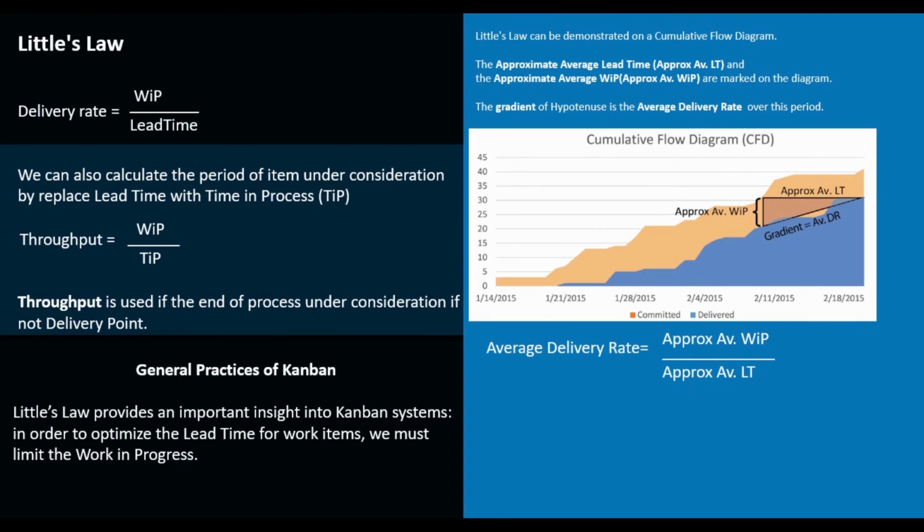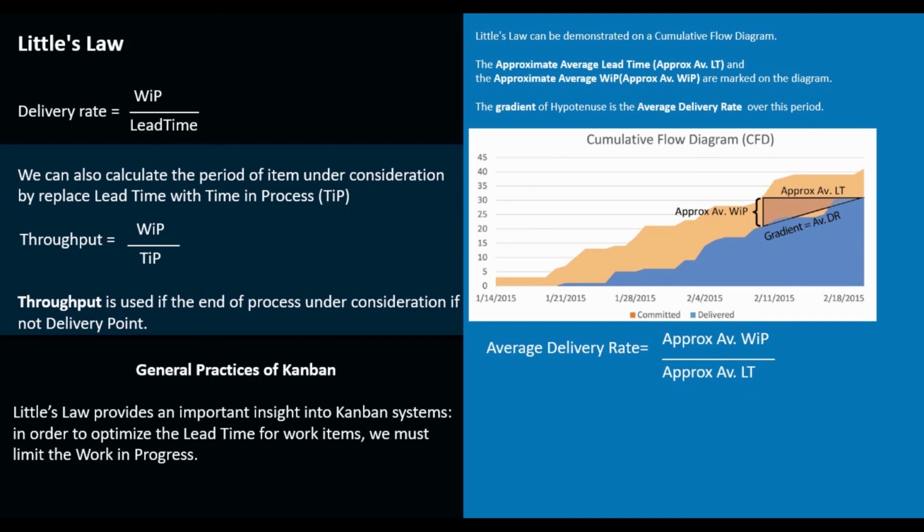Delivery rate is calculated by applying Little's law, where delivery rate is equal to work in progress over lead time. We can also calculate for the period of an item under consideration by replacing lead time with time in progress. The formula is throughput equals work in progress over time in progress. Throughput is used if the end of the process under consideration is not the delivery point.